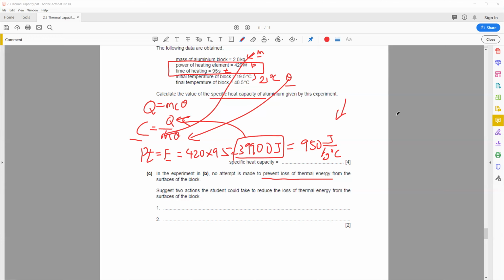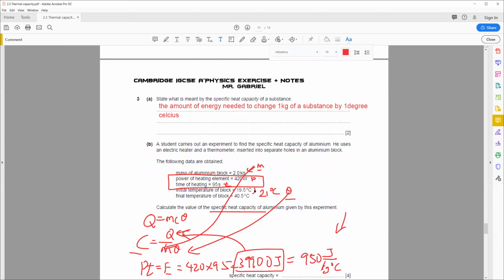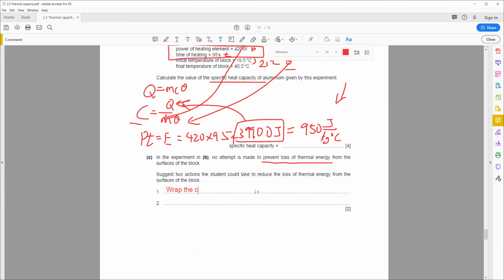Cover with insulating material. Yes, definitely number 1. You're going to cover the cylinder with insulating material. Wrap the cylinder, right? This is a cylinder, by the way. Yeah, aluminium, with insulating material. How about the second one? What else can I do to prevent energy loss to the surrounding besides wrapping it?